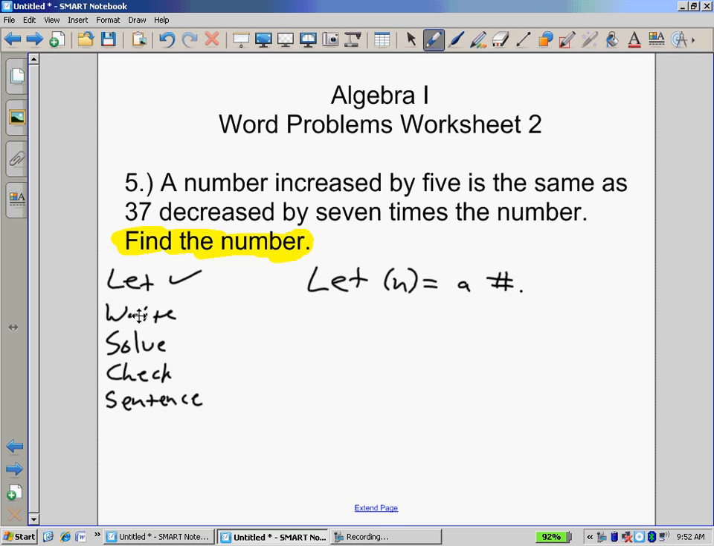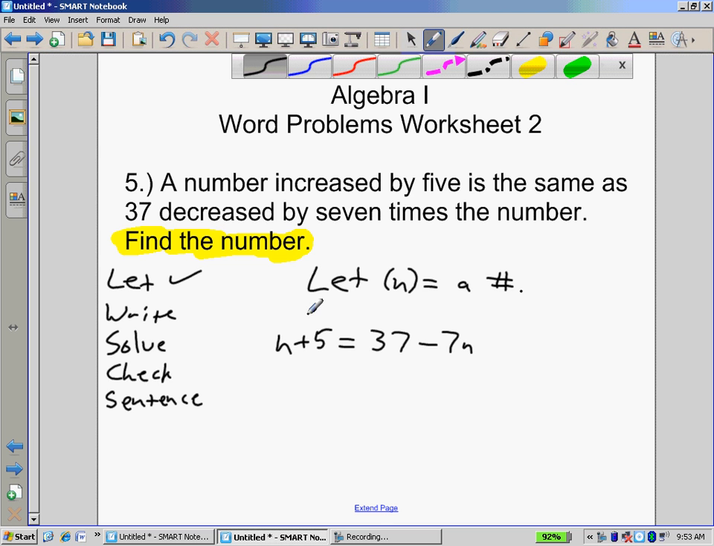So we've let. Now we need to write. A number, n, increased by 5, is the same as, that's 37, decreased by 7 times the number. All right, so let's try to solve this again.